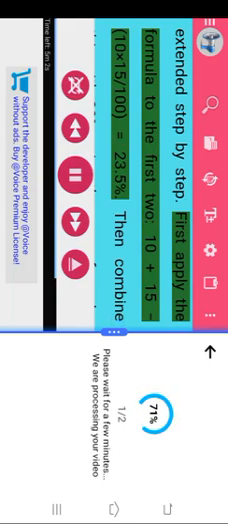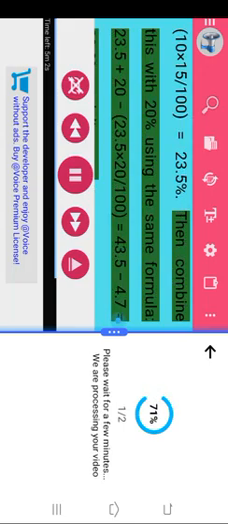If more than two discounts are applied, say 10%, 15%, and 20%, the formula is extended step by step. First apply the formula to the first two: 10 plus 15 minus (10 times 15)/100 equals 23.5%. Then combine this with 20% using the same formula: 23.5 plus 20 minus (23.5 times 20)/100 equals 43.5 minus 4.7 equals 38.8% total discount.